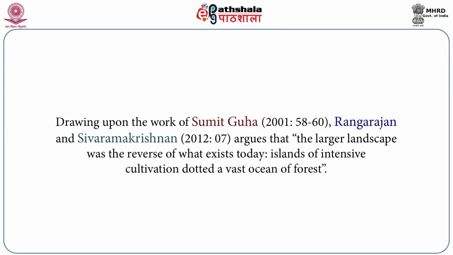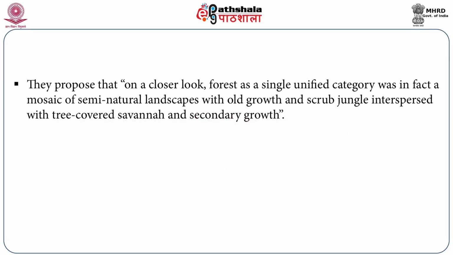Drawing upon the work of Sumit Guha, Rangarajan and Shivram Krishnan argue that the larger landscape was the reverse of what exists today: islands of intensive cultivation dotted by a vast ocean of forest. They propose that, on a closer look, forests as a single unified category were in fact a mosaic of semi-natural landscapes, with old growth and scrub jungle interspersed with tree-covered savannas and secondary growth.